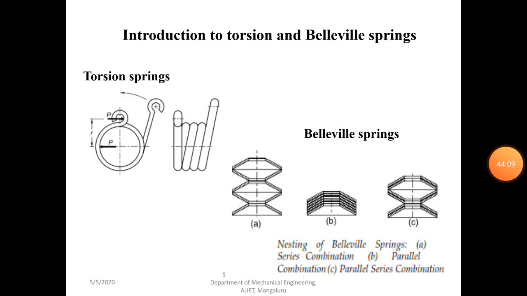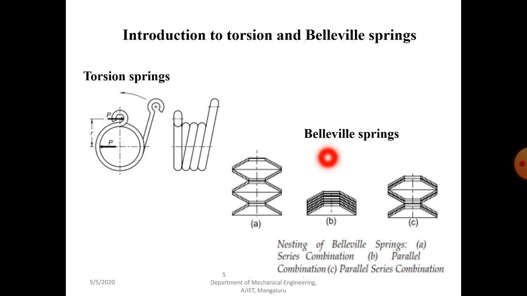Next, coming to the introduction to torsion and Belleville spring. We already discussed torsion spring. When a torsion spring is subjected to bending, bending stress will be induced in this spring. That can be mainly used in door hinges, so you may see it in this type of spring. The wire in the spring is always subjected to bending stress.